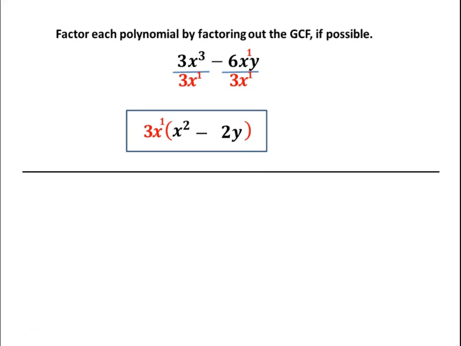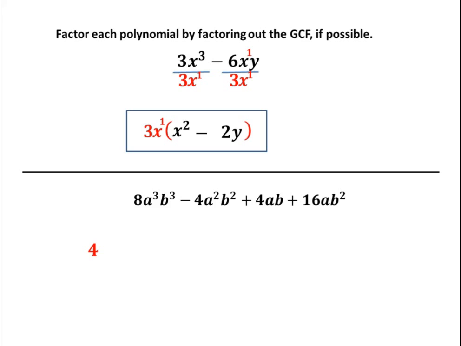Let's look at another example. All right, this one looks a lot worse than it really is. So we just want to look at it in pieces. Let's look at our coefficients to see if we have a common factor. We have an 8, we have a 4, we have another 4, and we have a 16. For 8, 4, 4, and 16, all of those numbers are divisible by 4. So for the coefficients, the greatest common factor is 4.